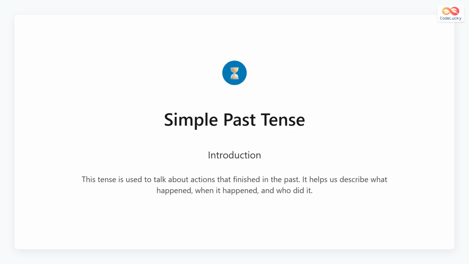The simple past tense is used to describe actions that happened and finished in the past. It helps us talk about what someone did, when it happened, and who was involved. This tense is important when we talk about stories, daily routines in the past, or events that no longer continue today.